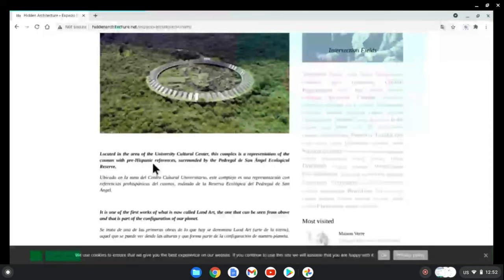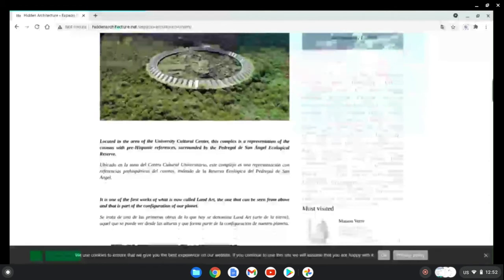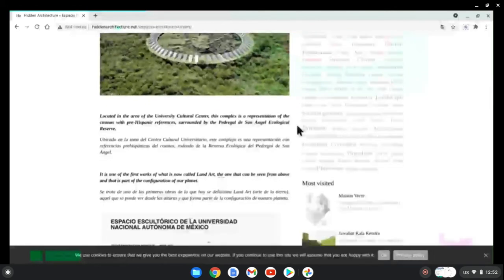Has some funny things it says here. Located in the area University Cultural Center, this complex is a representation of the cosmos with pre-Hispanic references, surrounded by Pedregal de San Angel Ecological Reserve. Pedregal, okay. It is one of the first works of what is now called land art that one can be seen from above, and that is part of the configuration of our planet. Now, it's one of our first works.